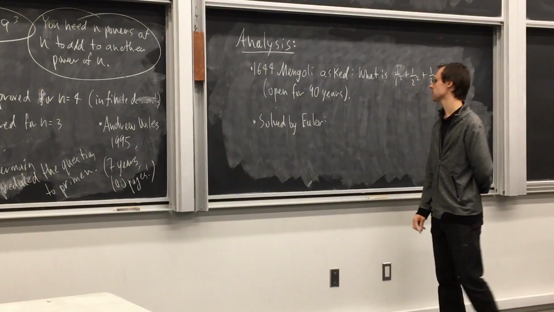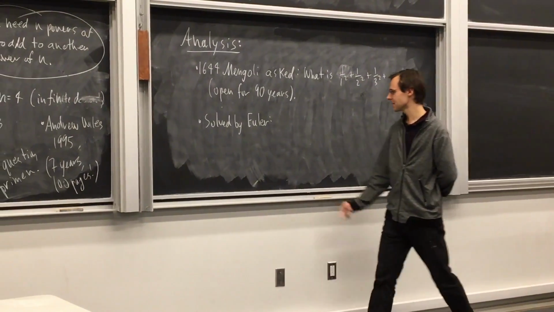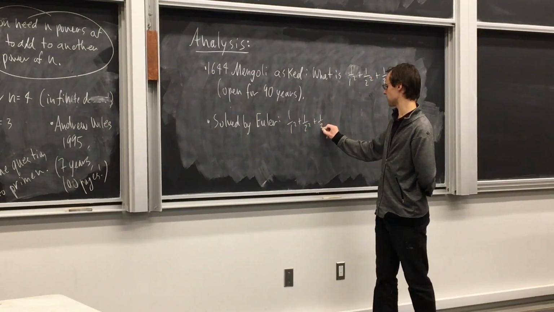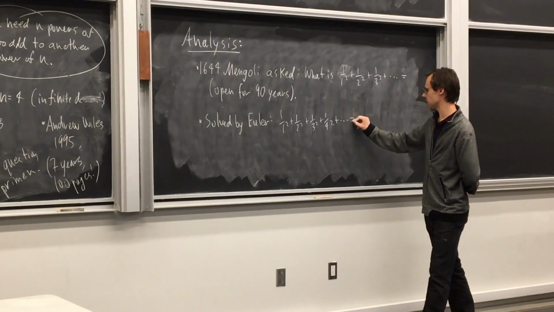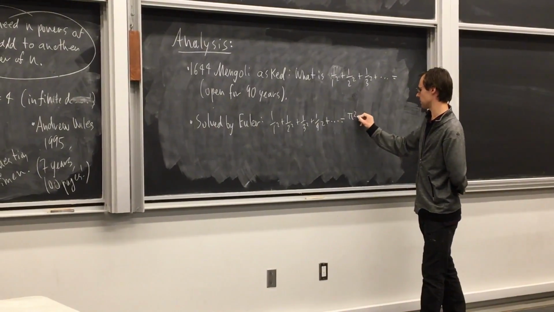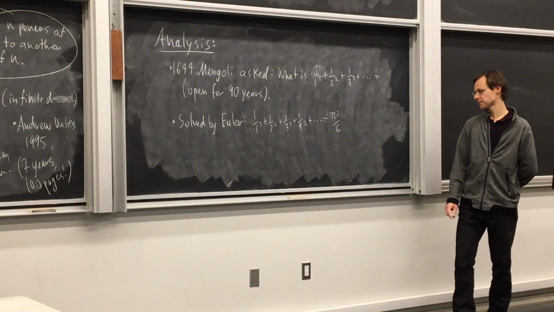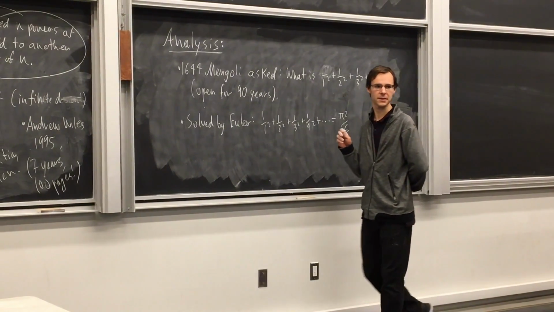And Euler found that the sum is actually equal to a most unexpected value. 1 over 1 squared plus 1 over 2 squared plus 1 over 3 squared plus 1 over 4 squared. That infinite sum actually adds up to pi squared divided by 6. So same pi that appears in circles. Okay, so maybe now would be a good time for a break.